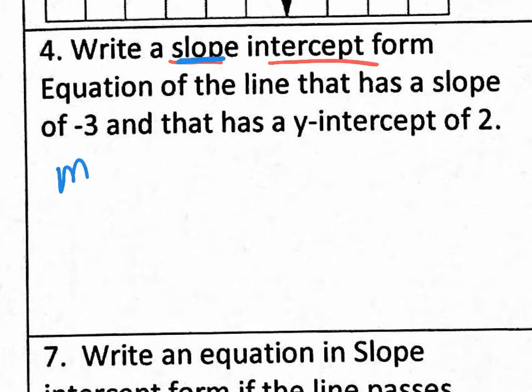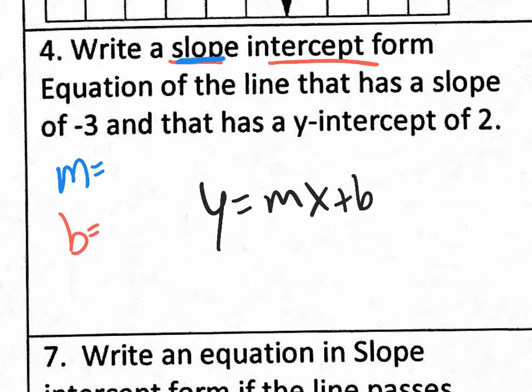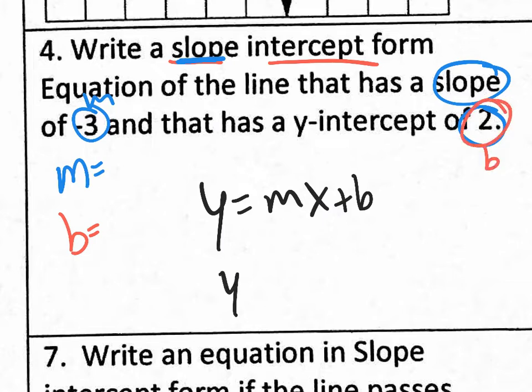And if you know your slope and you know your y-intercept, then you could write it in y equals mx plus b. And guess what? They give you both. They give you the slope, which is negative 3. That's your m. They give you the b. Probably should have done that in red. That's your b value. So you just plug it in, and you'll have y equals negative 3x plus 2.